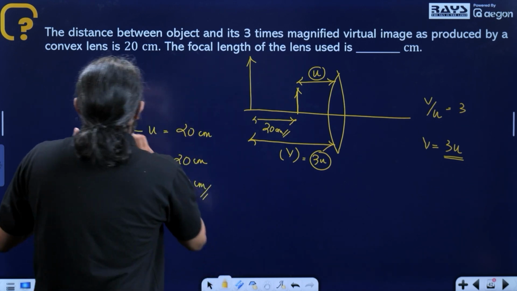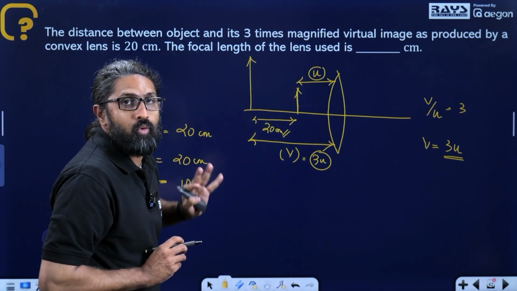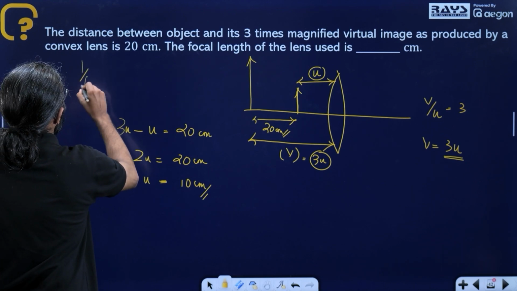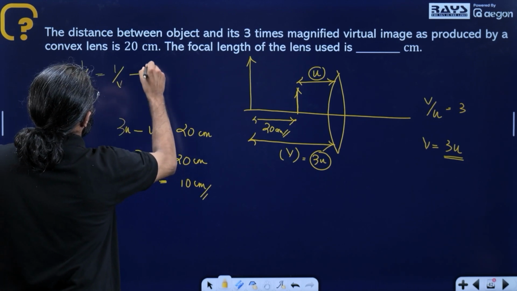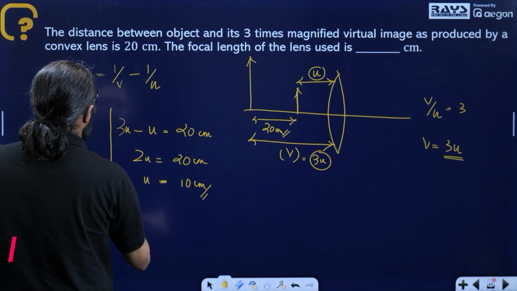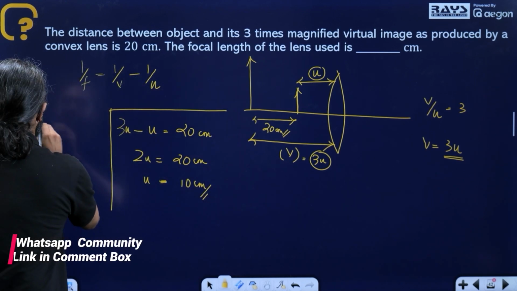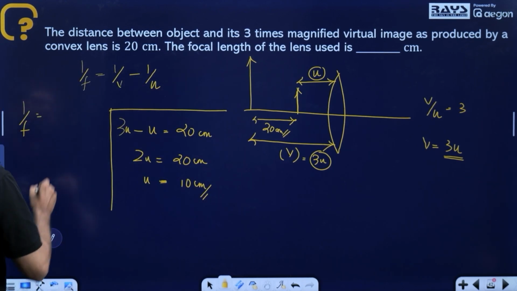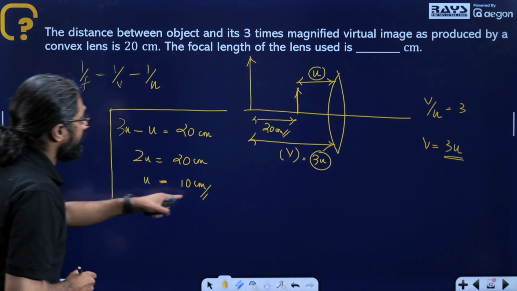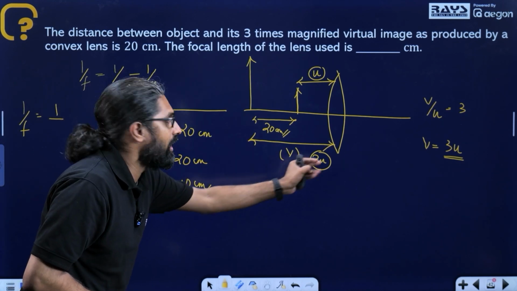Now I can use lens formula to calculate the focal length. 1 by f is equal to 1 by v minus 1 by u. That's the formula. So we'll use these values here. 1 by f is equal to 1 by v, the value will be 3 into 10.